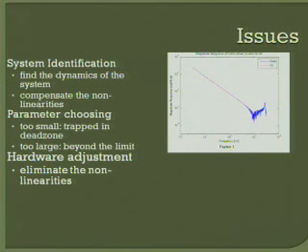However, there are a few issues with this oscillator. First, in order to implement it, we need system identification to find the dynamics of the system from a control perspective, in order to compensate for the nonlinearities. And second, we need parameter choosing. If epsilon is too small, it tends to be trapped in a dead zone. If it's too large, it will go beyond the limit that the motor can afford. And we need to adjust the hardware so as to eliminate the nonlinearities as much as possible. These will be done in future work.